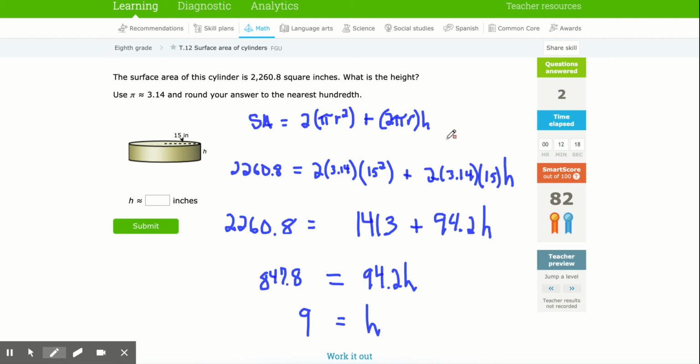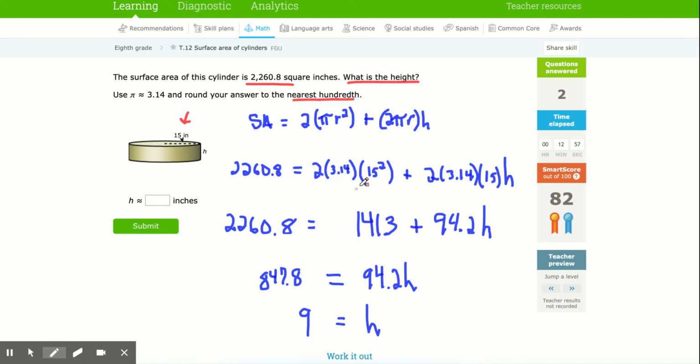So here, I've written down the formula. Surface area equals 2 of those circles plus 1 rectangle, where here now it gives us the surface area. So I know the surface area is 2,260.8. I do know the radius. The radius is 15, so I can find the two circles, 2 times 3.14 times pi r squared, where r is 15, plus 2 times pi r, not squared, because it's just the circumference, so 2 times 3.14 times 15 times some unknown height, because that's what it asks us to find. It says, what is the height? Rounded to the nearest hundredth.